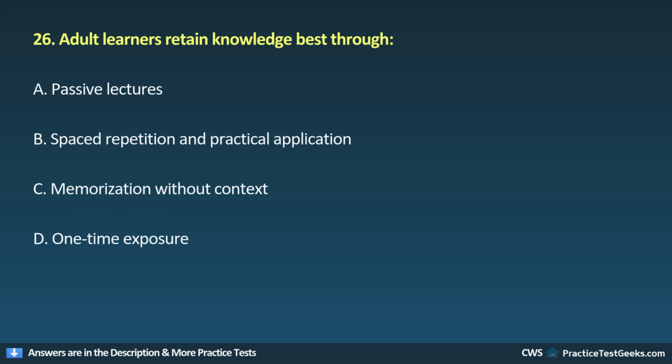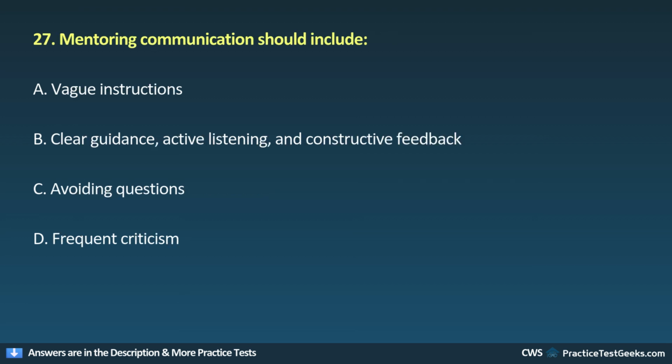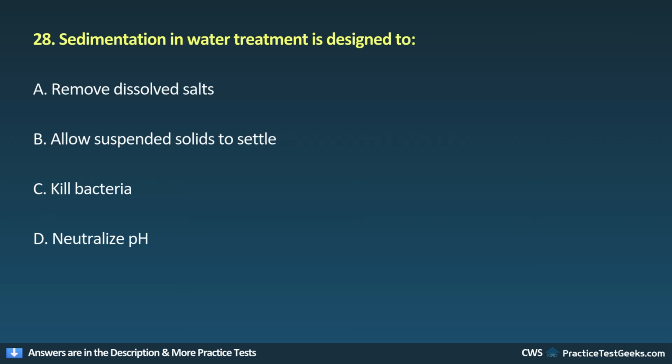26. Adult learners retain knowledge best through A. Passive lectures. B. Spaced repetition and practical application. C. Memorization without context. D. One-time exposure. 27. Mentoring communication should include A. Vague instructions. B. Clear guidance, active listening, and constructive feedback. C. Avoiding questions. D. Frequent criticism. 28. Sedimentation in water treatment is designed to A. Remove dissolved salts. B. Allow suspended solids to settle. C. Kill bacteria. D. Neutralize pH.